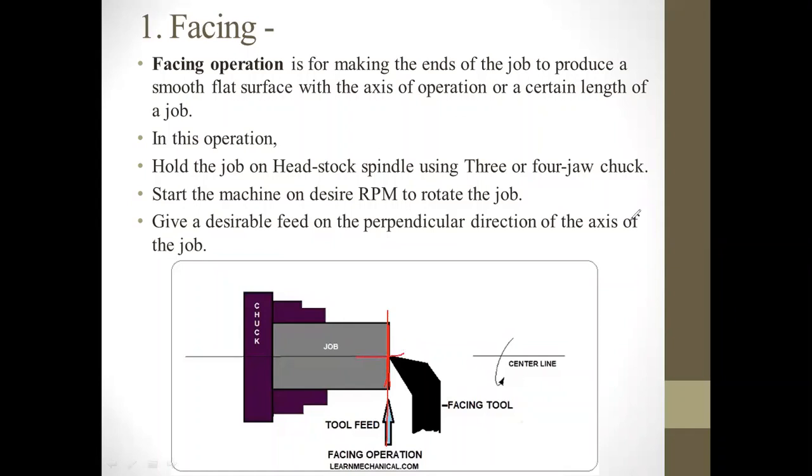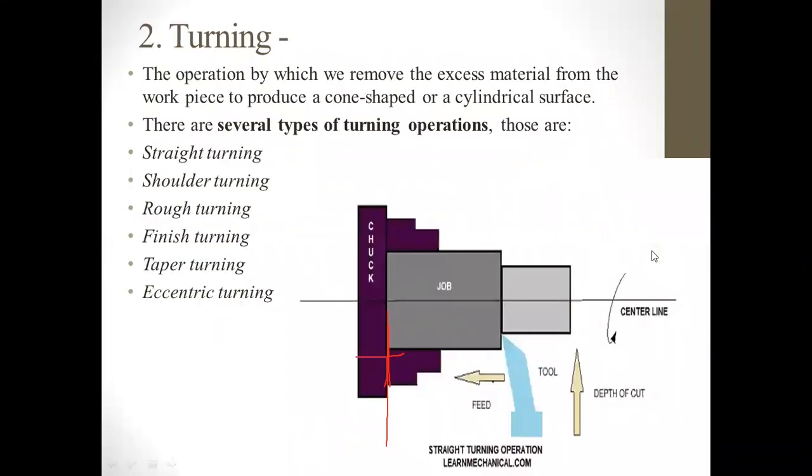Now we will see the next operation, which is the turning operation. In this turning operation, the material on the surface of the job will be removed by using a single point cutting tool. Now, the difference between facing and turning: in facing operation, the feed of the tool is perpendicular to the axis of the job, but in turning operation, the feed of the tool is parallel to the axis of the job, and the material is removed from the surface.